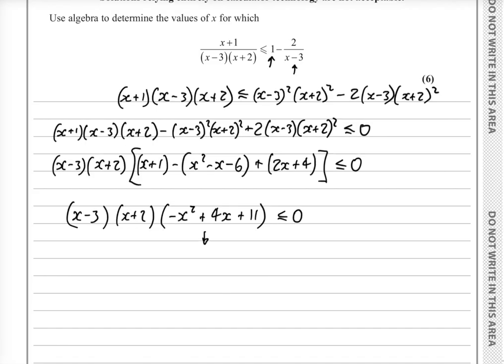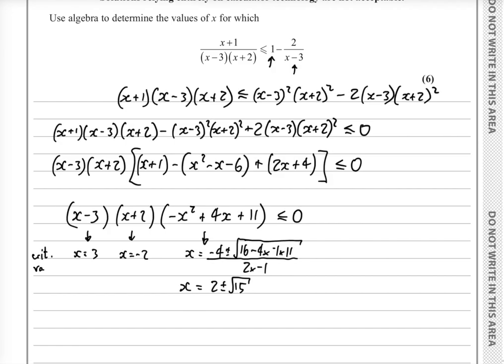No, I'm pretty sure it won't. So let's have minus 4 plus or minus the square root of 16 minus 4 times a times c, all over 2 times minus 1. And that gives me 2 plus or minus the root of 15. And over here, x equals minus 2, and x equals 3, and these are all the critical values.